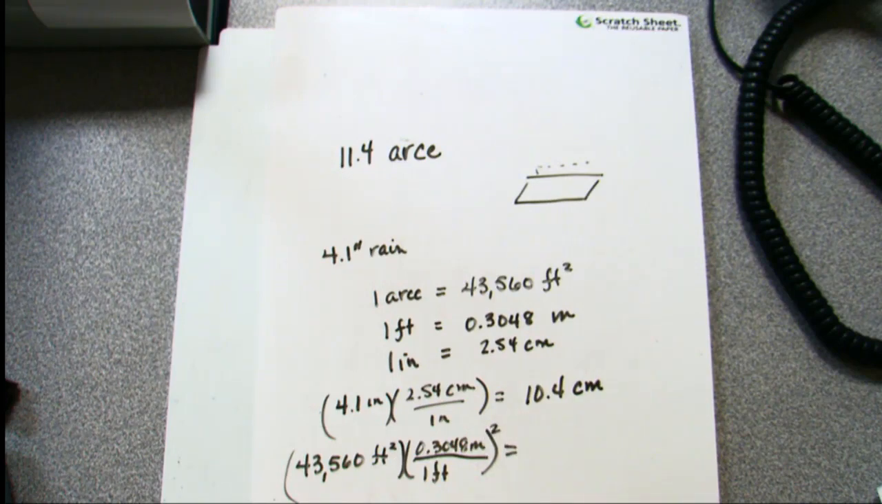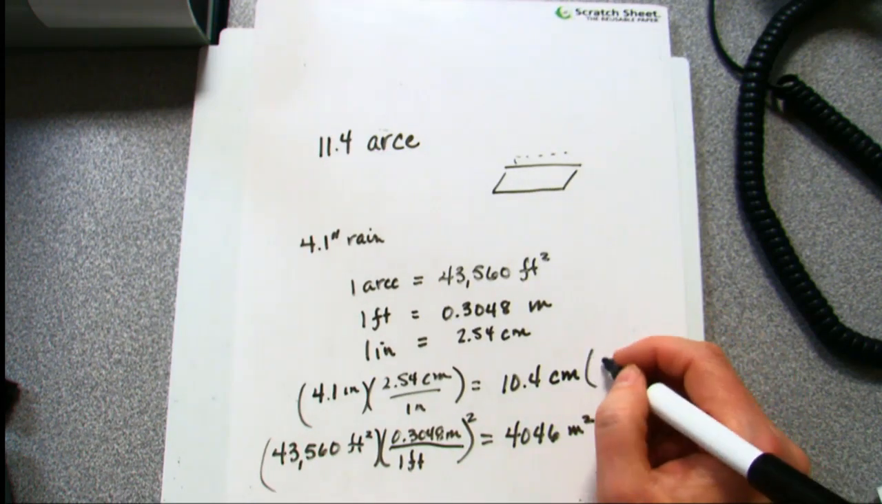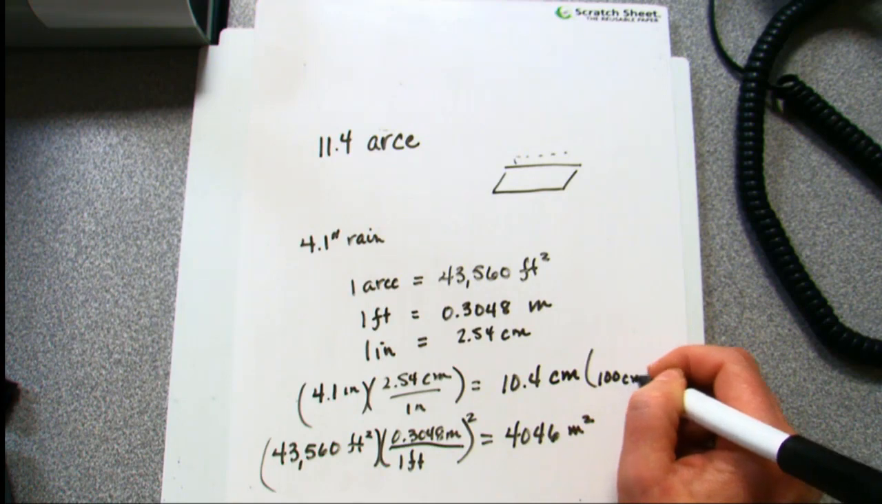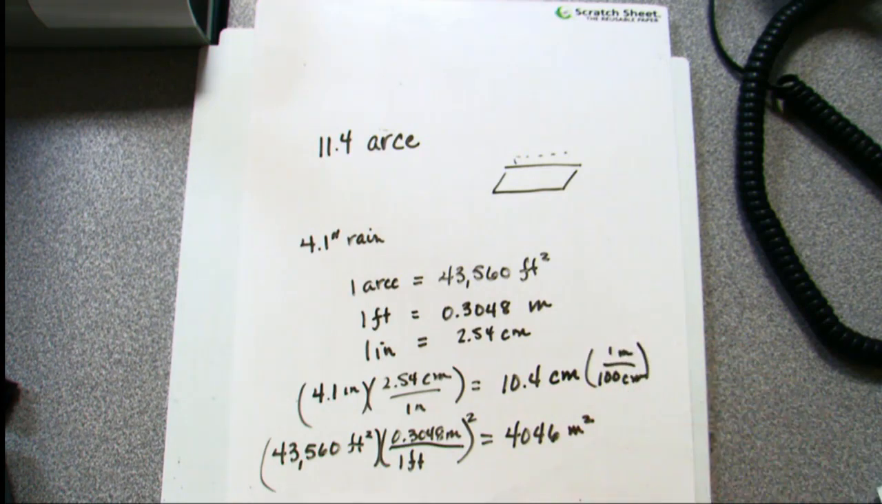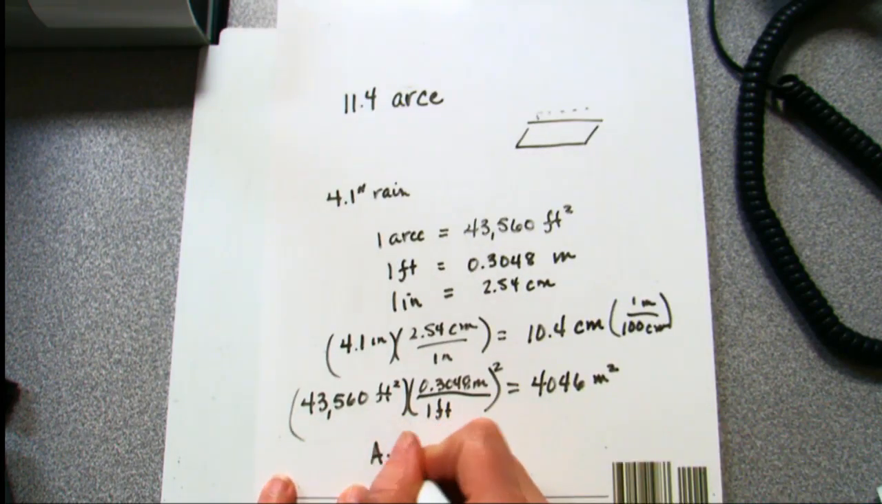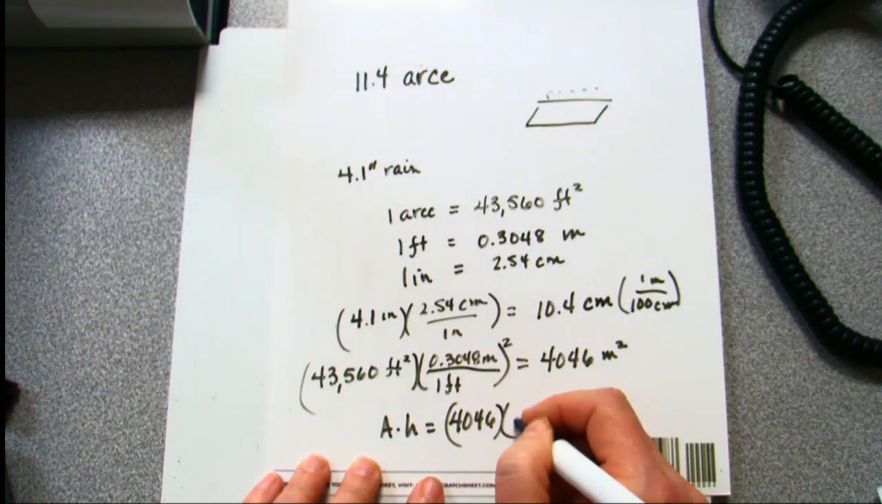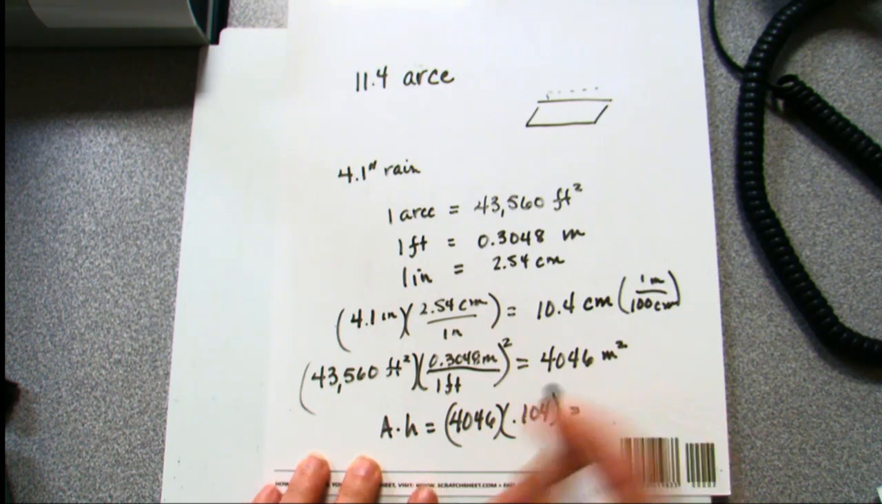So 43,560 times 0.3048 squared is 4,046 meters squared. I've got to convert this. There's 100 centimeters to 1 meter. So I'm going to take my 10.4 divided by 100. So I've got my area times my height, which is going to be my 4,046 times 0.104.